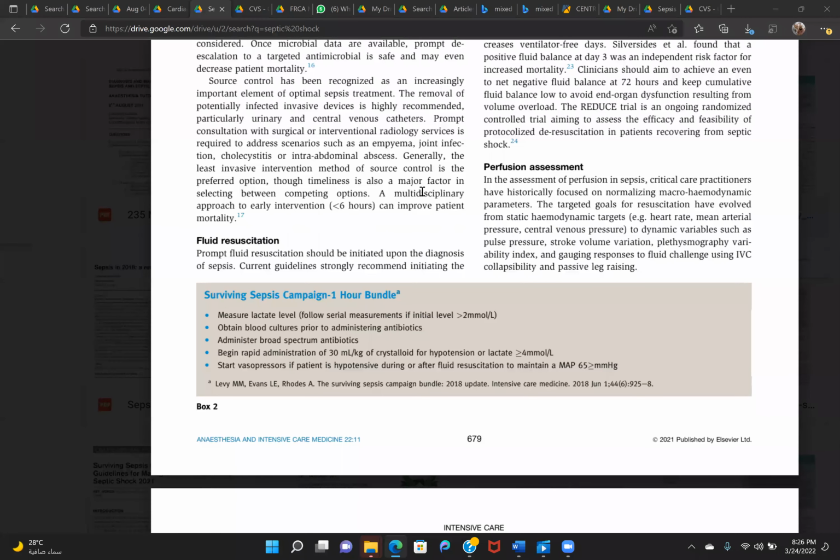There is mixing of blood in the mixed venous saturation. Yes, very good. Mixing of what? Oxygenated and deoxygenated, arterial and venous blood. No, it's not that one.